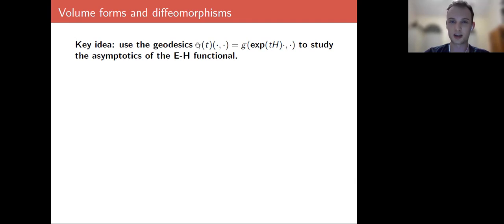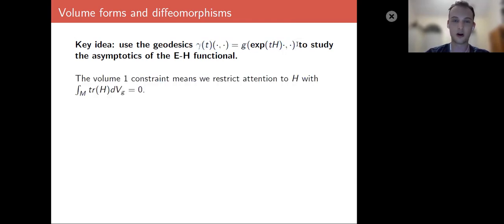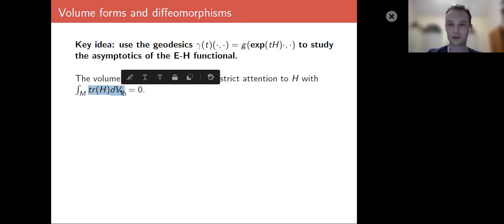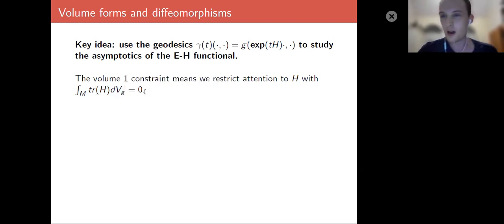This is quite nice if we're looking at metrics of this form, because the volume 1 constraint is actually going to turn into a linear constraint. So this metric gamma T is going to have volume 1 if and only if the original G has volume 1 and if the integral of the trace of H taken with respect to the volume form is 0. This is very nice. This is a linear constraint, and since it's a linear constraint, that means that the set of metrics with volume 1 is actually a totally geodesic submanifold of this set of Riemannian metrics. So that's surely exciting when that happens.